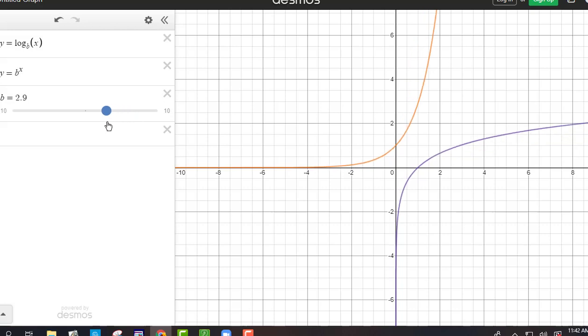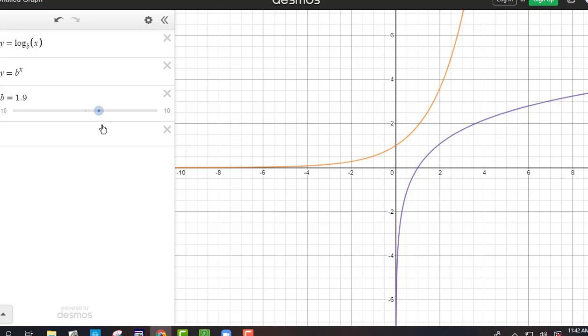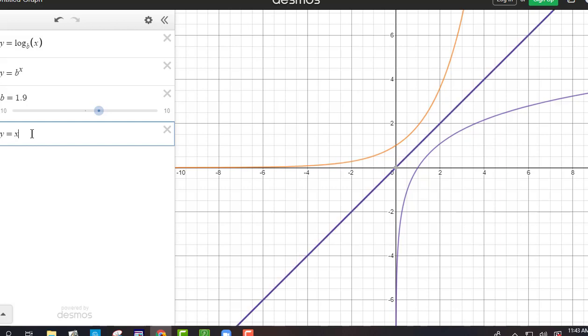Anybody remember what those inverses do graphically? There's a line of symmetry somewhere. Anybody remember what that line of symmetry is? Remember when it comes to finding the inverse, what do you do with the x's and the y's? You switch them. Whatever was the x now becomes the y, and whatever was the y now becomes the x. So those x's and y's are equal. It would be the line y equals x.